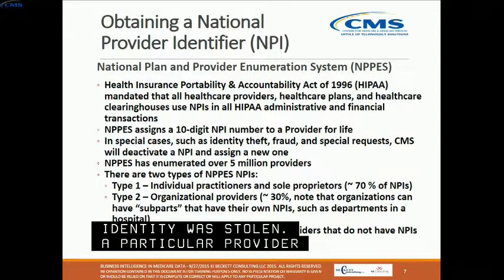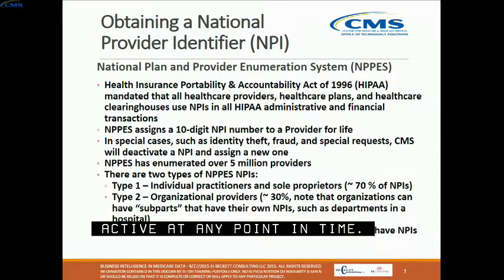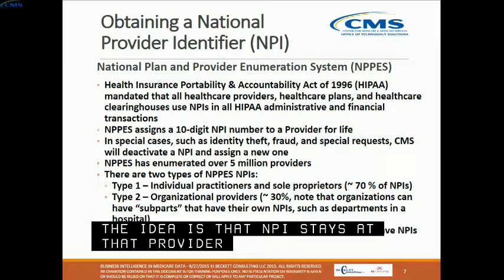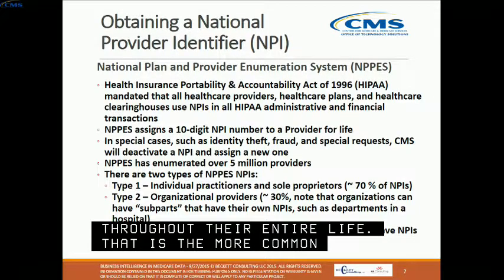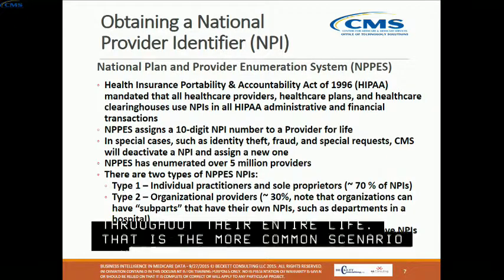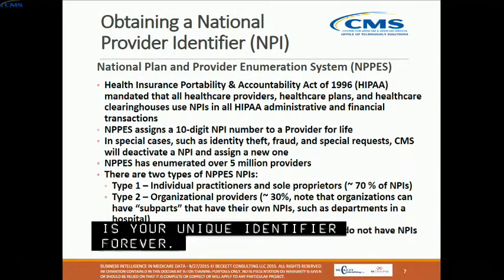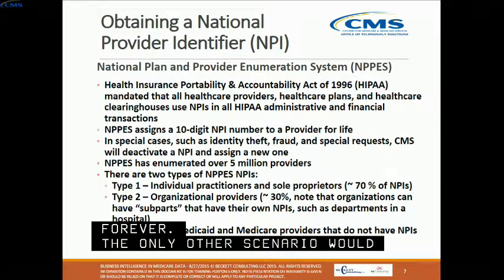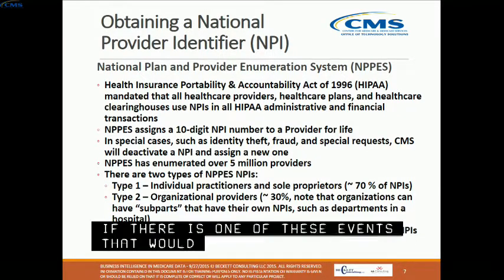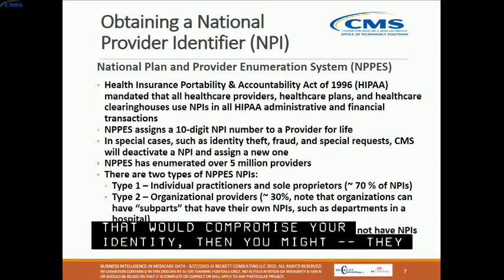And the idea is that the NPI stays with that provider perpetually throughout their entire life. So that's the more common scenario: once you're given an NPI, you keep and use that, and that's your unique identifier forever. The only other scenario would be if one of these events compromises your identity, then they will assign you a new one and deactivate the old one.